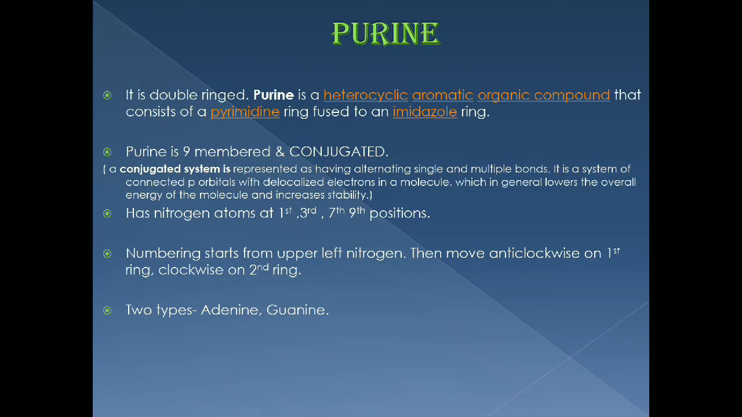Now we'll move to purine. Here are 4 points which you need to remember. It is double ringed. Purine is a heterocyclic aromatic organic compound that consists of a pyrimidine ring fused to an imidazole ring. So let's check this out.